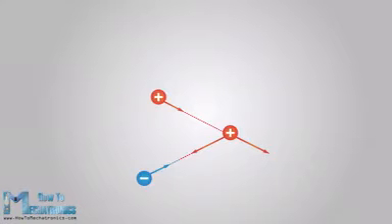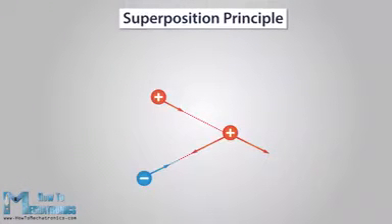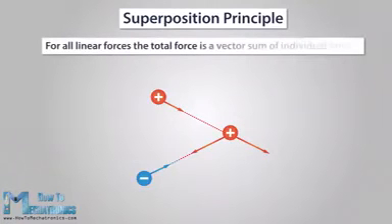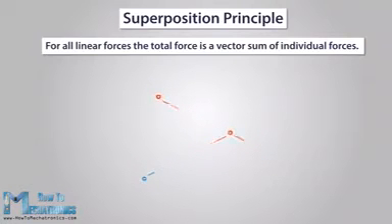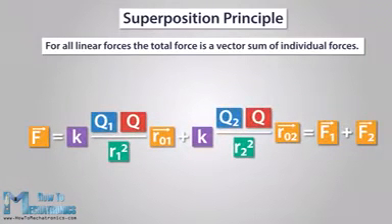This leads us to the superposition principle, which states that for all linear forces, the total force is a vector sum of individual forces. This allows Coulomb's law to be extended to include any number of point charges. In other words, the total Coulomb force from a system of point charges acting on a point charge can be found by adding up the forces from each of the other individual charges.